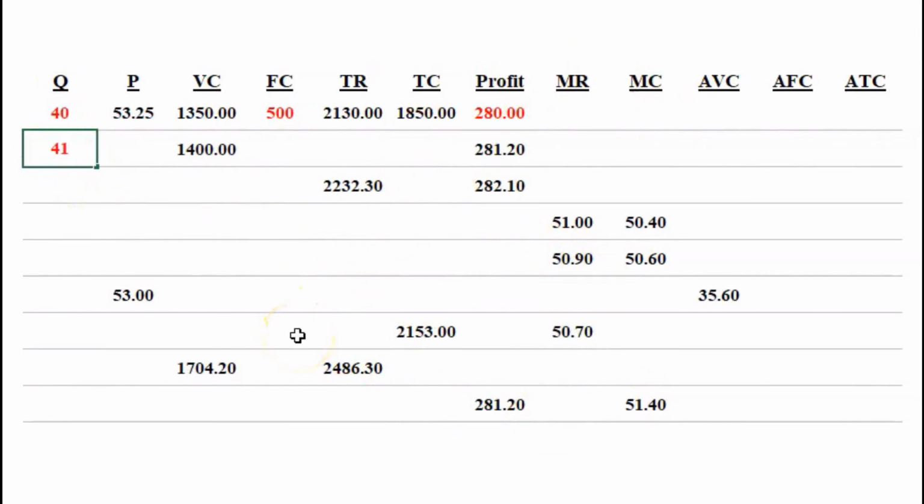So we know that the quantity of the next row will be 41, and the quantity of the next row after that will be 42. So that was pretty easy.